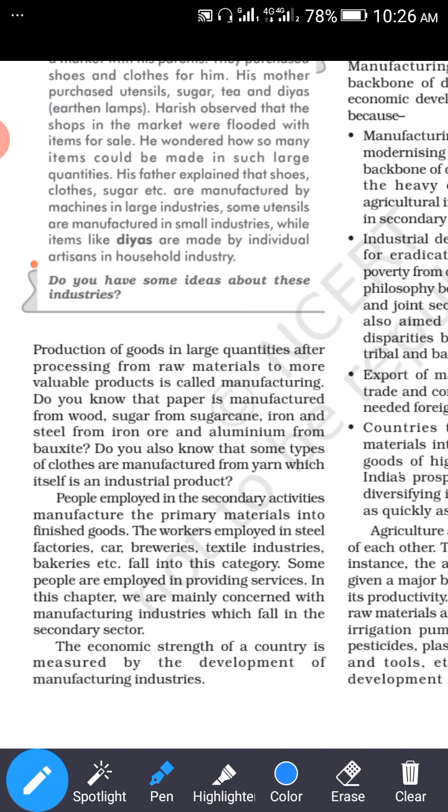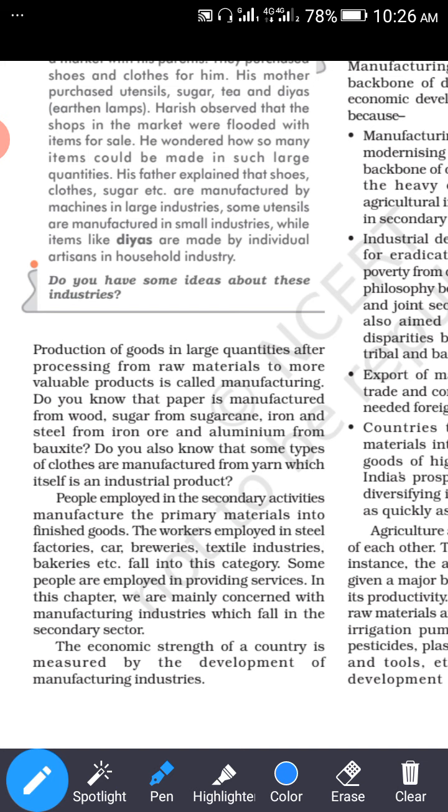And for the food item, we need different things, and one thing is very important: sugar. How is sugar made? By the use of sugarcane. And I think a few of you have seen the process of the formation of sugar. Few of you, because those who have visited rural areas, the village area, have the idea.